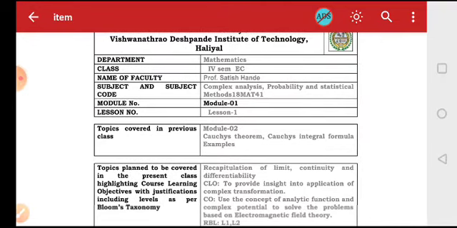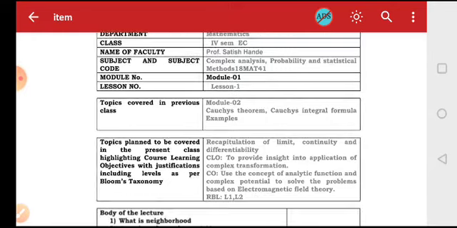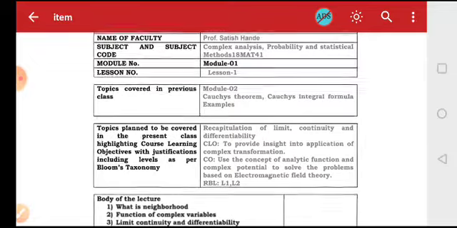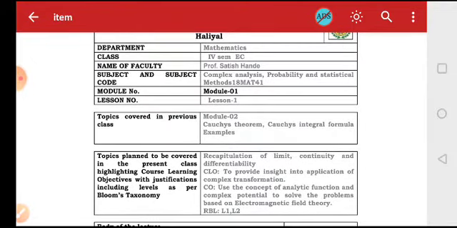So, in the previous session, we have studied Cauchy's theorem, Cauchy's integral formula, and examples based on that. Next, we will start with Module one, that is the first lesson. We are going to study a recapitulation of limit, continuity, and differentiability, and also what a complex function is and what limit, continuity, and differentiability mean for a complex valued function.